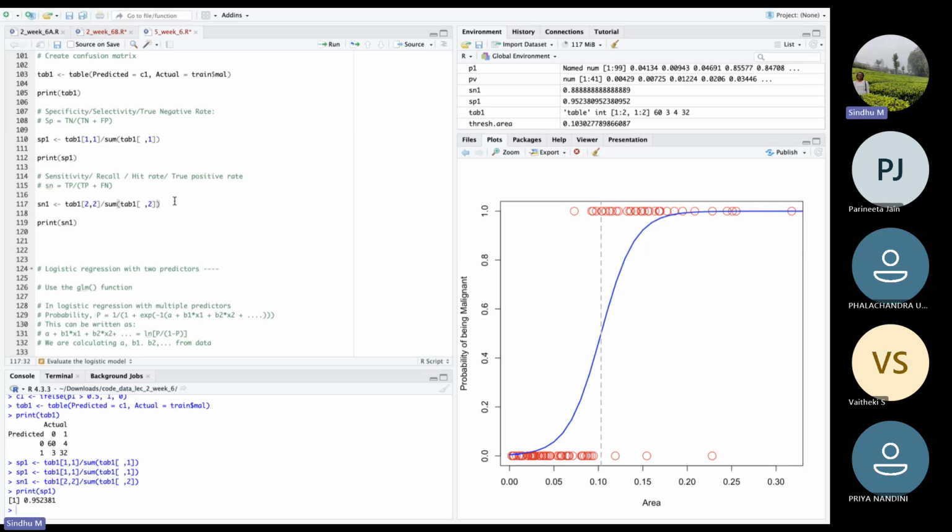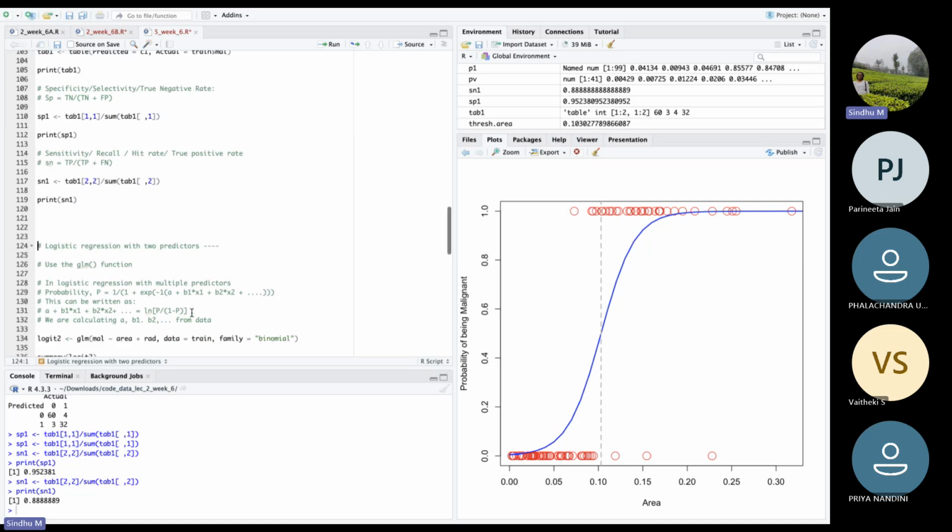And sensitivity is true positive by true positive plus false negative. True positive would be the number of samples that are malignant, which the model has also predicted to be malignant. So the predicted should be 1, actual should be 1. So true positive would be the 2 comma 2 term here, the second column term. That is the true positive. So we have written in the numerator 2 comma 2. And the sensitivity is 0.8.